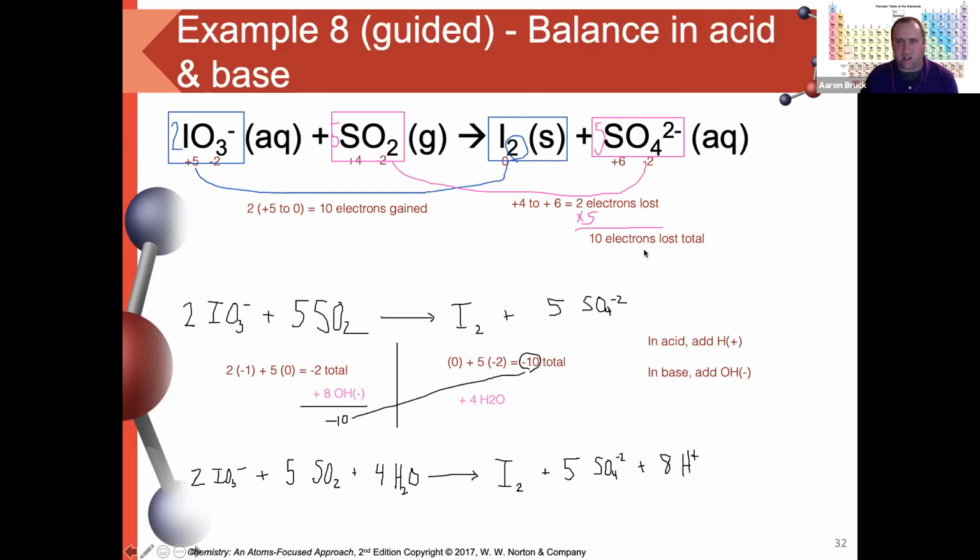And so the reaction in base would be, again, practically identical, just one different component. 2 iodates and the 5 sulfur dioxides and the 8 hydroxides making iodine, 5 sulfate ions, and 4 waters.